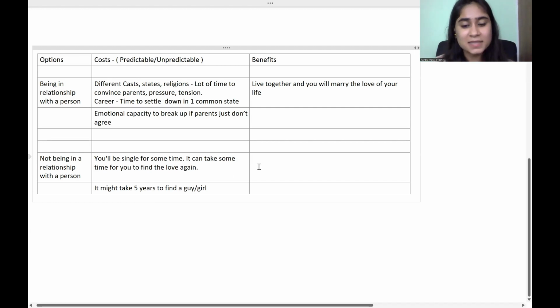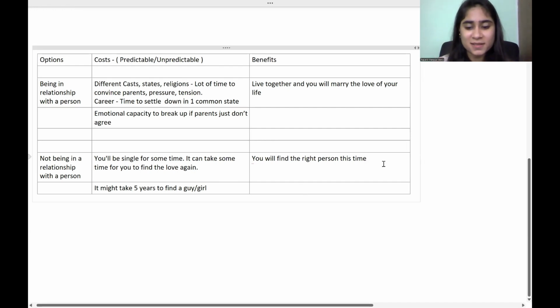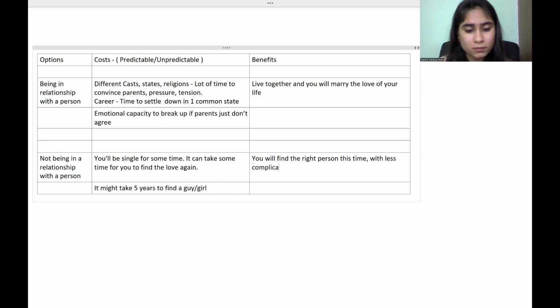What is the benefit? You'll find the right person this time. Maybe you'll find the right person with less complication this time. And then you'll get married to him or her and you'll be happy again. So you have to ask yourself, am I willing to be single for some time? Or it might take 5 years also. Do I have the emotional capacity? Am I willing to be single happily and courageously for quite some time and search for that right person with less complications and get married?